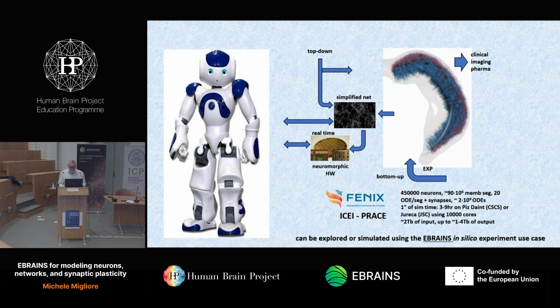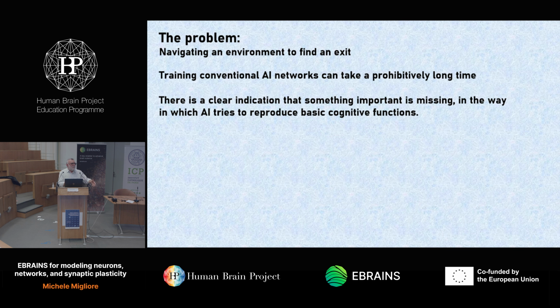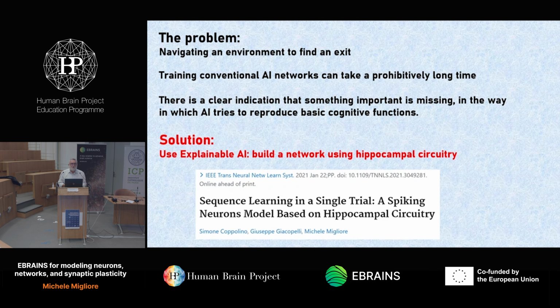So the idea was, suppose that you are coming here for the first time. You, of course, need some instructions to come to this place. But if you come back tomorrow, you don't need a lot of training like an artificial intelligence network will need. You just come back, okay? As a human, we do navigation very efficiently. So it is clear that there is something that is missing from the way in which artificial intelligence networks do their job of finding the right path in a maze. And so we try to do it using hippocampal circuitry.